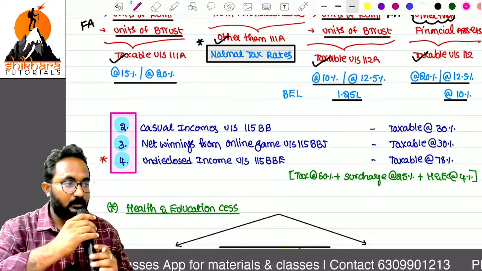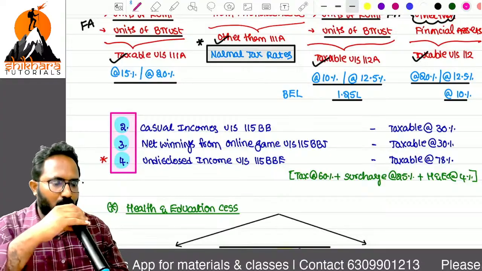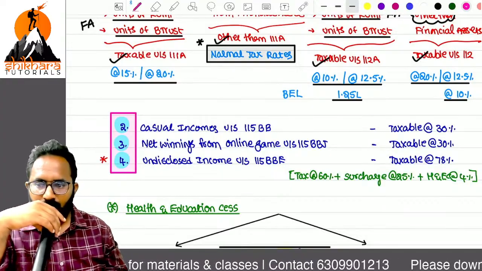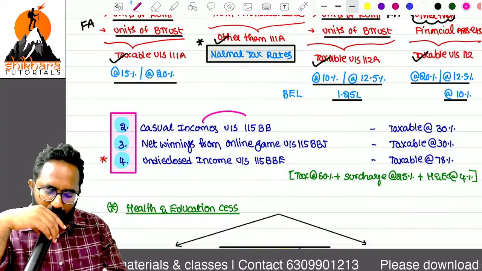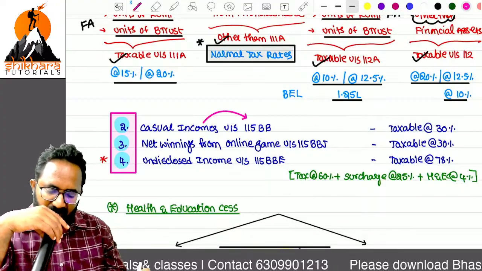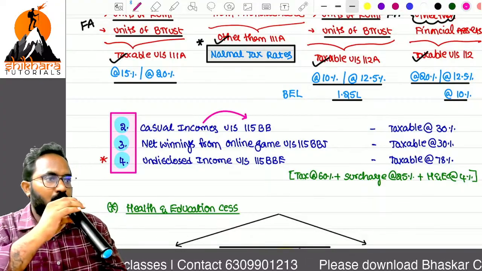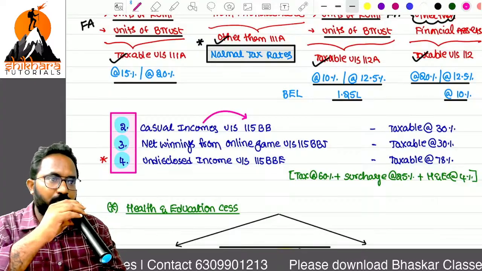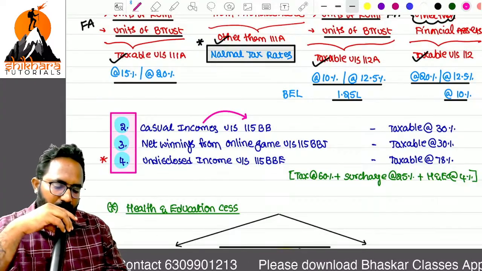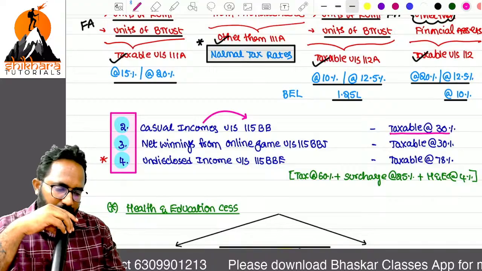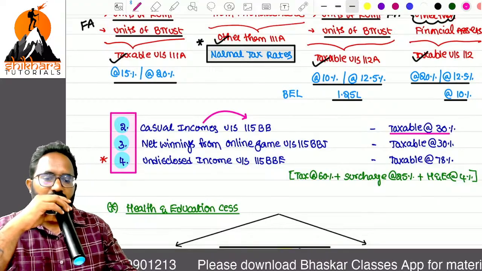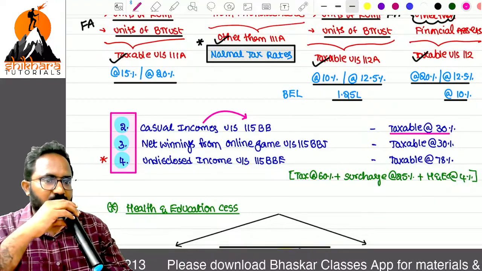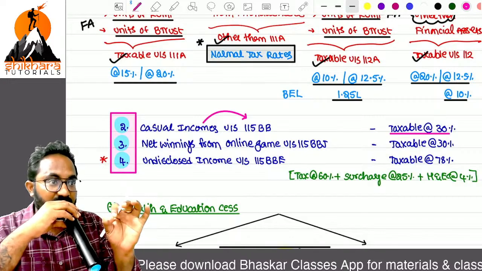Yes. So I think you now know the meaning of casual incomes. These casual incomes are always taxable under section 115BB. What is the tax rate? Flat tax rate 30%. There are no deductions also.